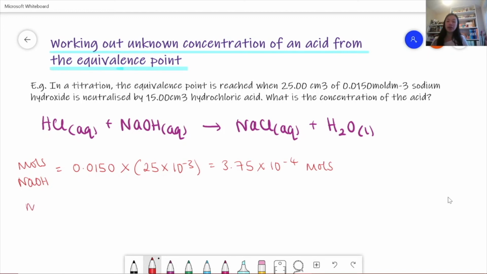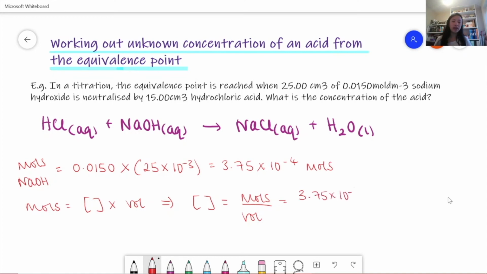So then if we rearrange moles equals concentration times volume to get concentration as the subject, we get concentration equals moles over the volume. And so the concentration of hydrochloric acid is equal to 3.75 times 10 to the minus 4 divided by the 15 centimeters cubed, so 15 times 10 to the minus 3, and that gives us 0.025 moles per decimeter cubed.